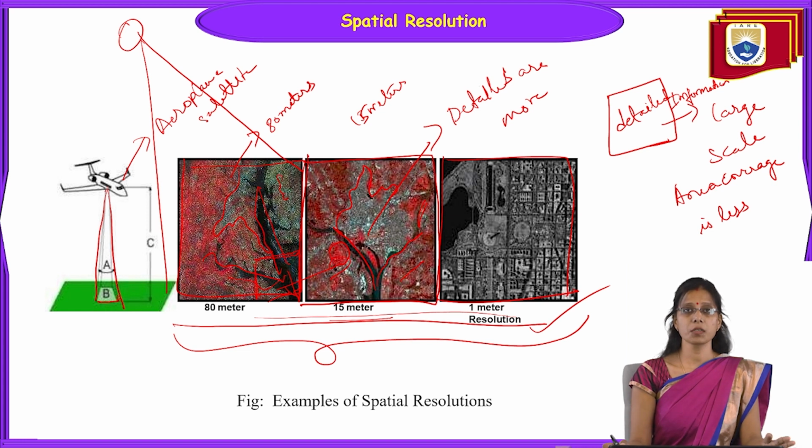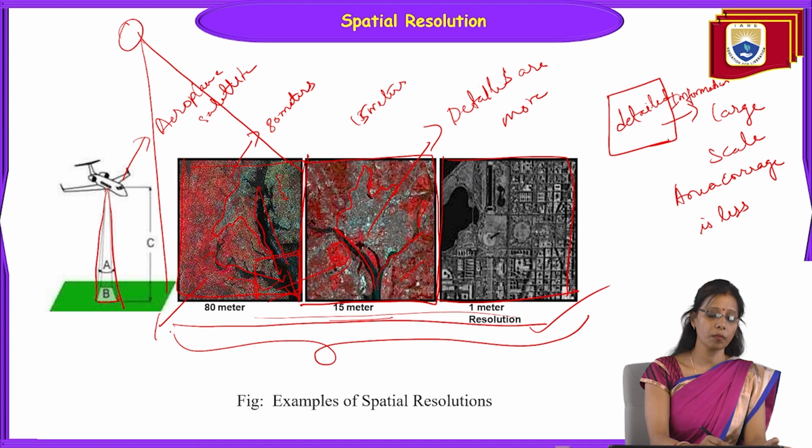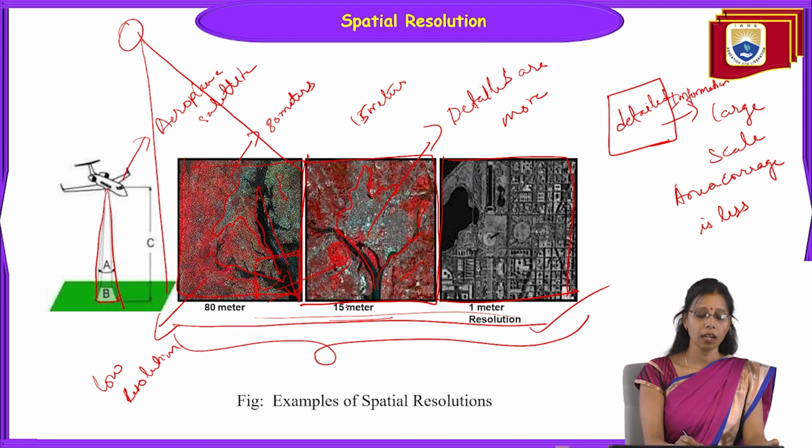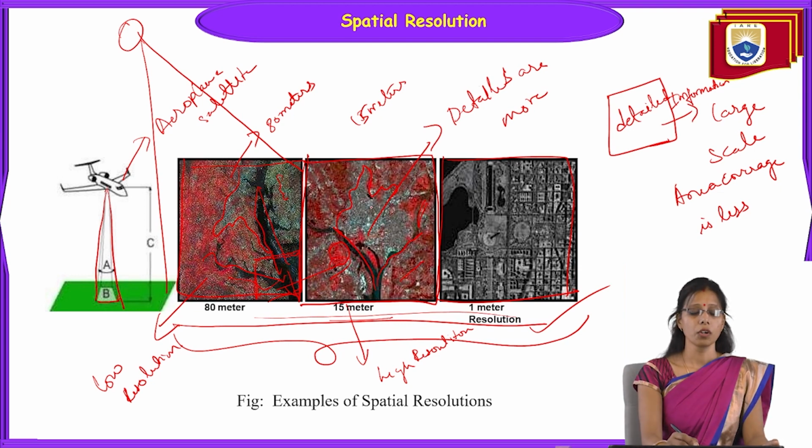With 80 meters, the area is bigger, but we can see very few details because the resolution is very low. This is low resolution. So 15 meter is high resolution compared to 80. If you are talking about high resolution, that means we can find out more detail. Even if you zoom to the maximum level, we are able to identify these details over here, right?